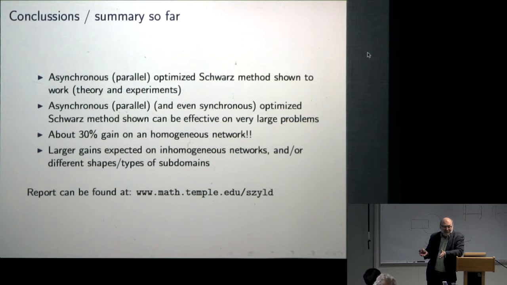It will gain an order of magnitude if you have a larger problem and many more processors. But for this number of processors, that's what's reasonable. There's a report on my website if you want to read the proof or other things. But how do you know when to stop?